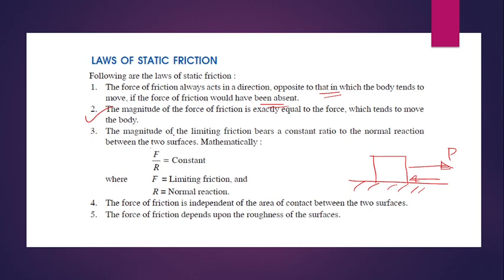Then the third law, the magnitude of limiting friction bears a constant ratio to the normal reaction. That means F by R is equal to a constant. That is the third law.